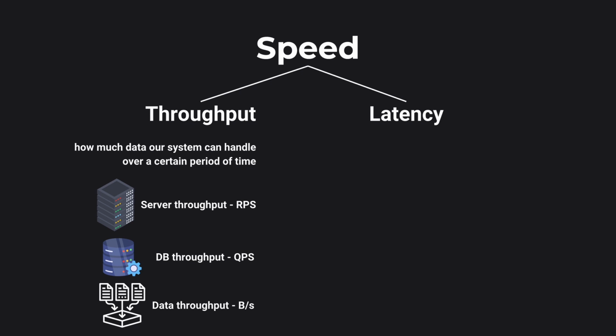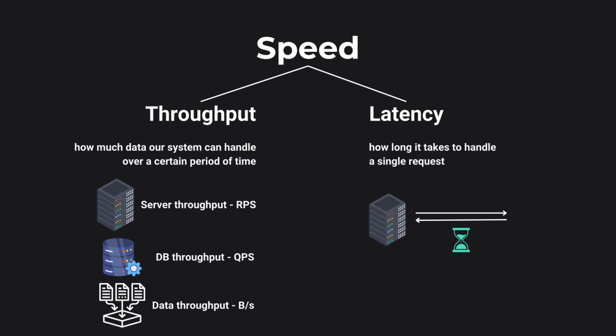time. On the other hand, latency measures how long it takes to handle a single request. It's the time it takes for a request to get a response. And optimizing for one can often lead to sacrifices in the other. For example, batching operations can increase throughput but might also increase latency.